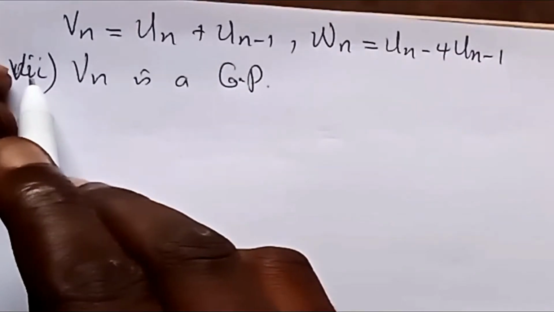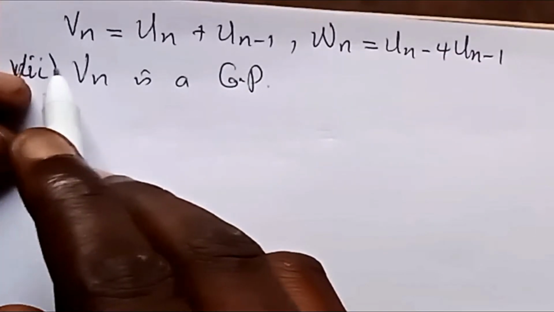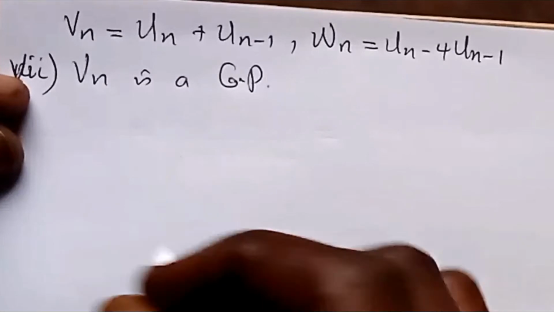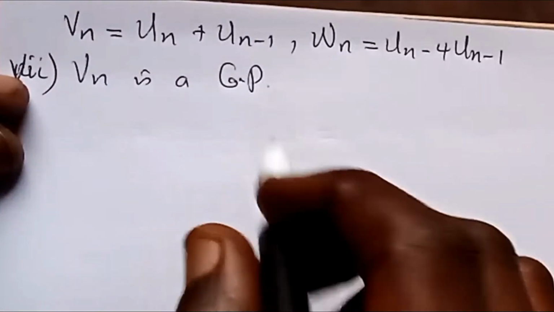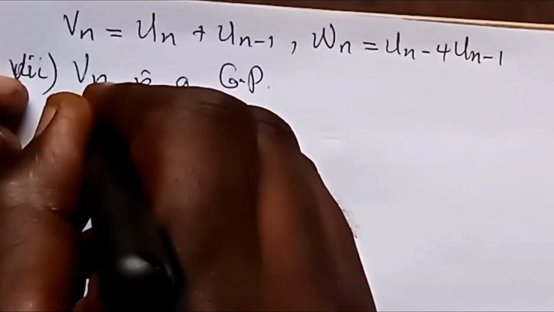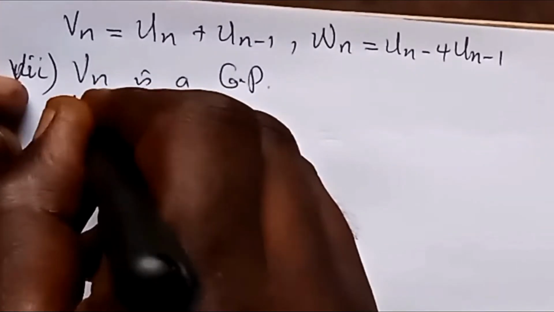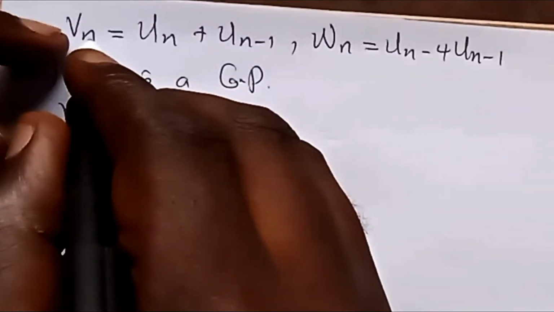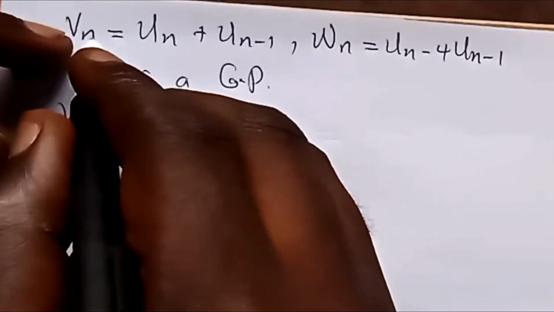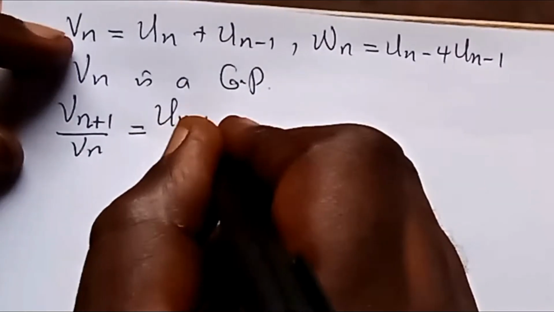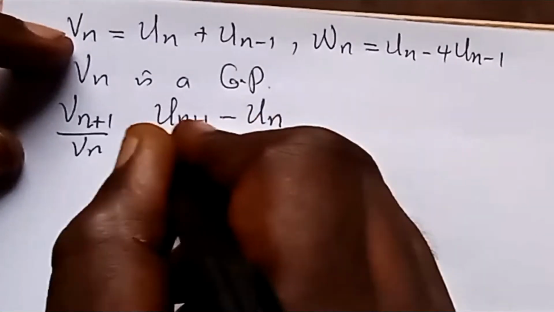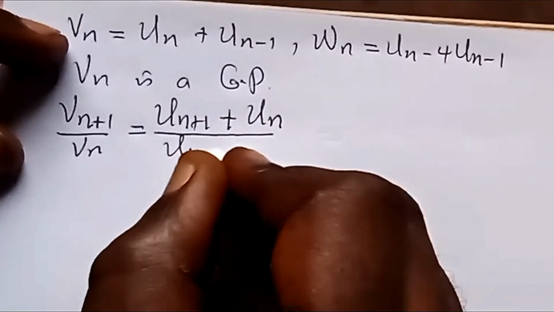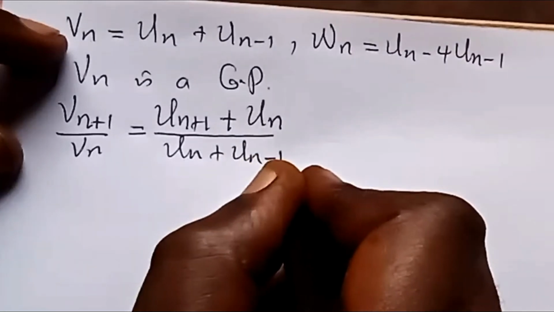In Question 7, we have been given two other sequences, Vn and Wn, and we are asked to prove that these two are GPs. We start with Vn. To prove that Vn is a GP, we start with the ratio Vn plus 1 all over Vn, which should be, I go to Vn and replace every n by n plus 1. That will give un plus 1 plus un, all over un plus un minus 1.